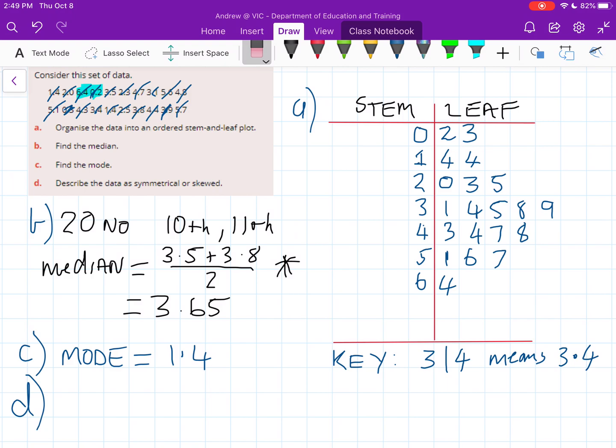Yep. So we've got our middle line right here. Okay. So we look above and below this. We've got 3, 4, 5, 6. We've got 7 up here. We've got 4, 5, 6, 7, 8. So we've got 8 here. So we can tell that our data here is approximately symmetrical. It doesn't need to be perfect.